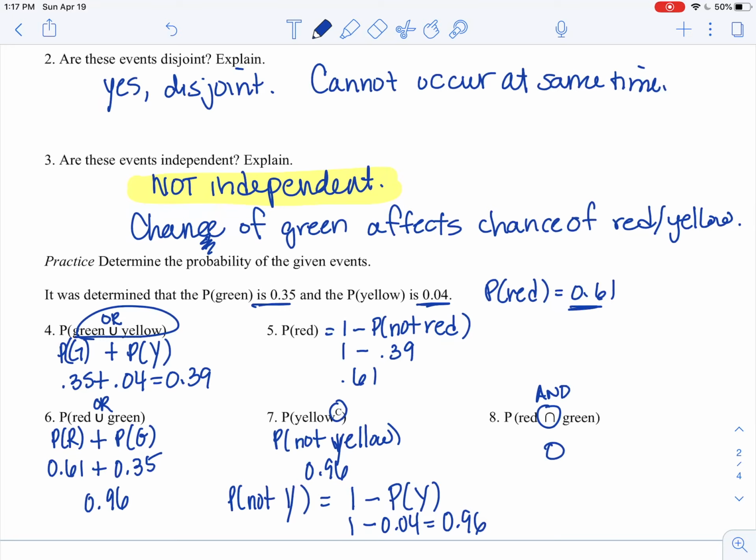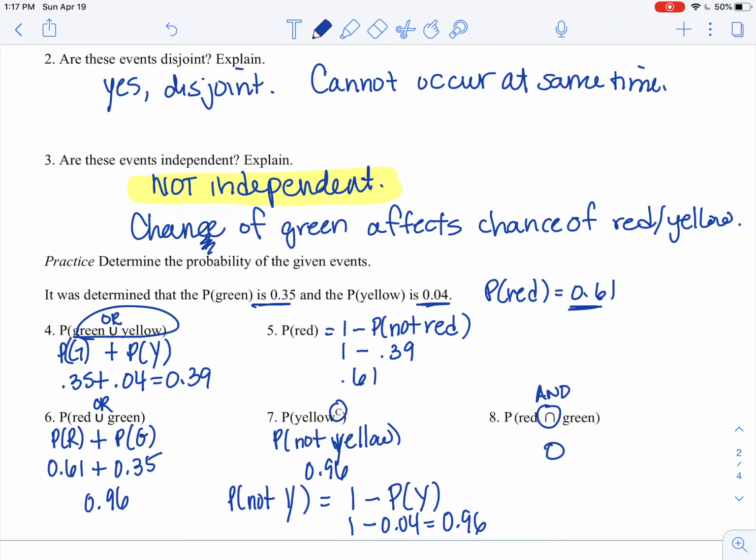This is a situation where these both can't occur at the same time. And again, that also kind of reinforces the idea that they're disjoint. They can't occur at the same time. So it's impossible to get red and green at the same time. So that's a probability of 0. Okay.